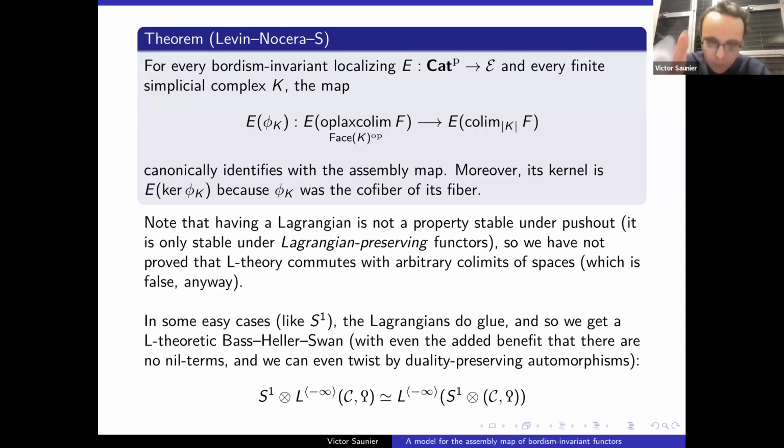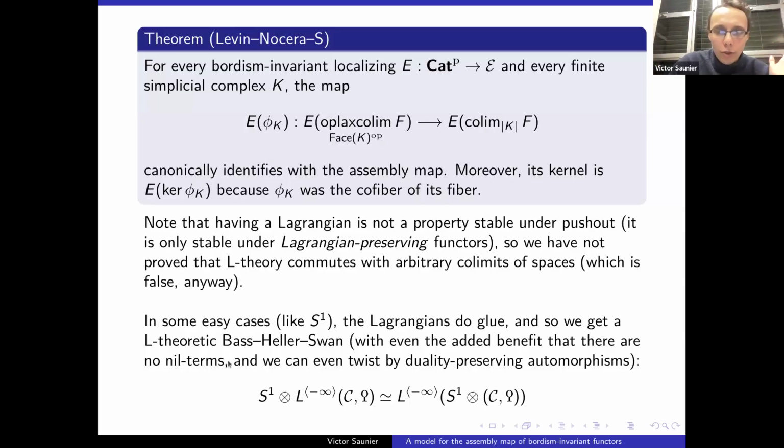But this is something we can do. We check in the paper. And the consequence of this is that you get L-theoretic Bass-Heller-Swan. And it's even better than this, right? Because the assembly map is just an equivalence. There are no nil terms that can arise, right?